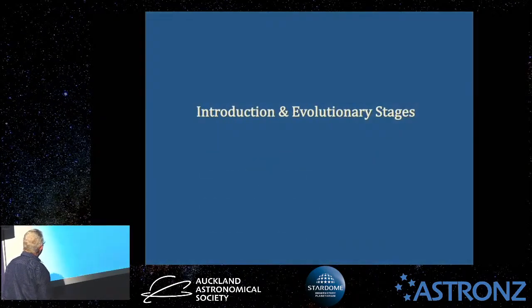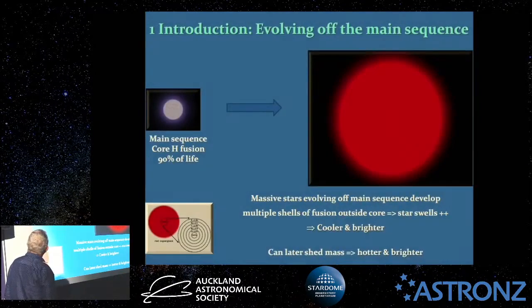So let's talk about the introduction and evolutionary stages of massive stars. In principle, we talked about how main sequence stars, and I might repeat myself, but I can't emphasize enough, spend 90% of their life in a stable state fusing hydrogen. They then run out of hydrogen in their core and start burning in shells around the core. For lower to intermediate mass stars, they burn some hydrogen and then some helium, but it causes them to puff out and become these big red giants.